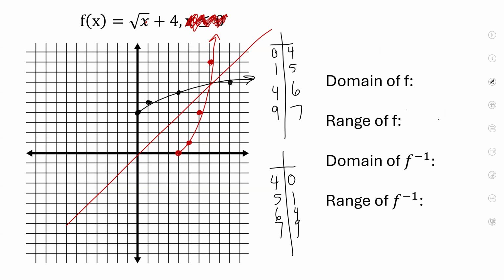Your domain, you should have put, Zara, what'd you put? For the original one. Oh, this one. Okay. Perfect. And what's the range? 4. Yep, you got it. Thank you, Zara. All right. I haven't asked you yet. What is the domain of the inverse? Very good. Thank you, Jocelyn. And what is the range of the inverse? Perfect. All right, guys, let's go ahead and move on to solving for inverses algebraically.